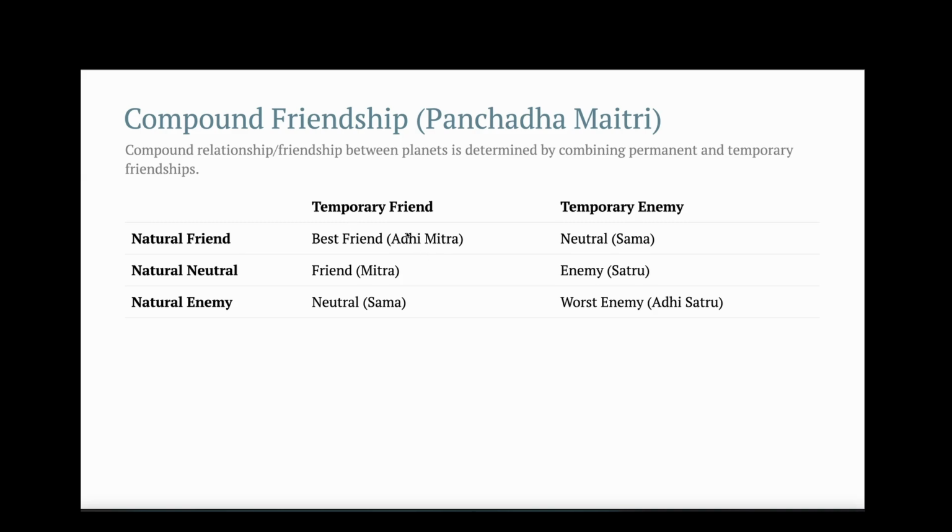It's also called Adi Mitra. If it's a natural friend and temporary enemy, then it's neutral. If it's natural neutral and temporary friend, then it's just a friend. If it's natural neutral and temporary enemy, it's an enemy. If it's natural enemy and temporary friend, then it's neutral. And if it's natural enemy and temporary enemy, so both enemies, then it's the worst enemy, also called Adi Satru.